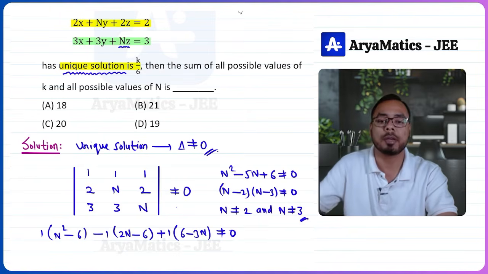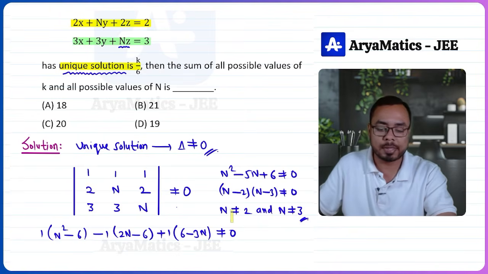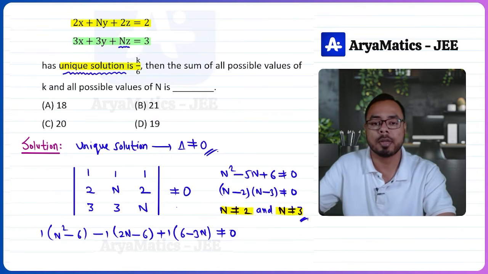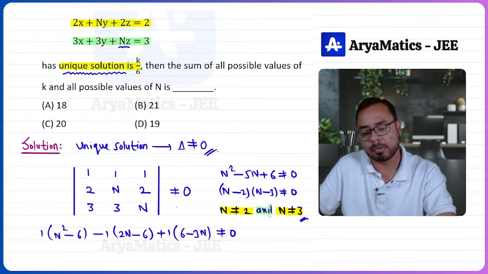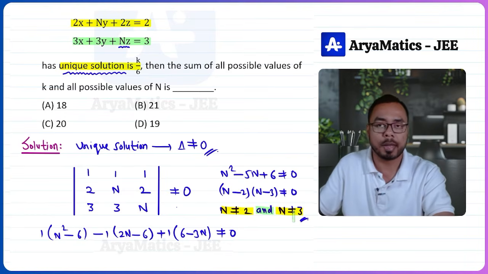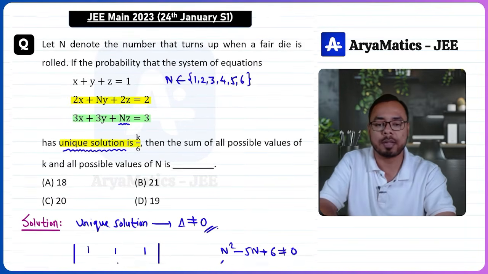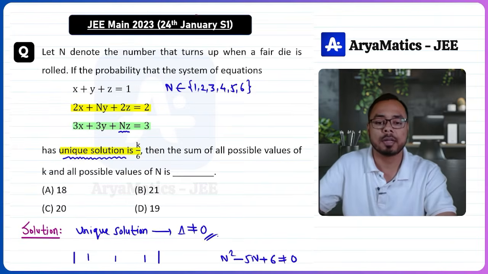This is one important point, because if the product is 0, then if any one factor is 0, it will make the product 0. But if the product is non-zero, then both the factors must be non-zero. That means n - 2 is non-zero, so n is not equal to 2, and n - 3 is non-zero, so n is not equal to 3. So we'll get a unique solution for this system of linear equations if n is neither 2 nor 3.